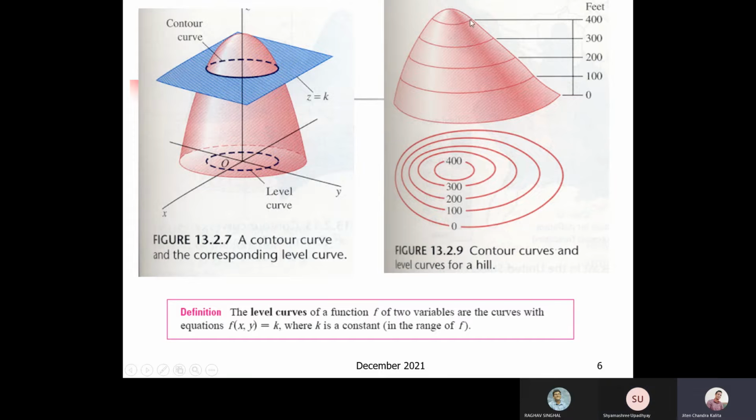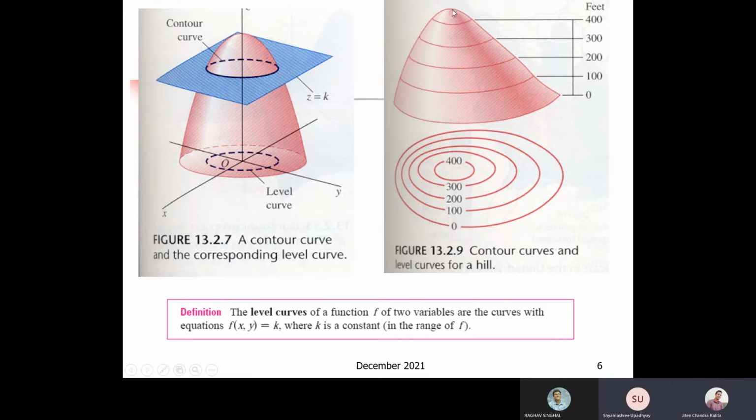Because if you look at it, suppose at this particular point the height is 450. So now if you take k to be equal to 500, you are not going to find a plane j equal to 500 which is going to be intersecting this surface, isn't it? Is it clear?